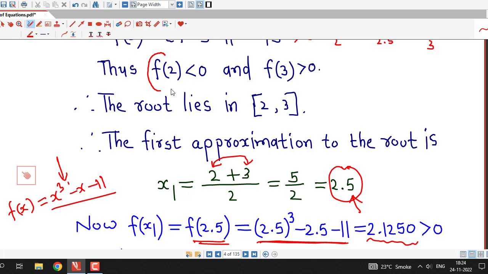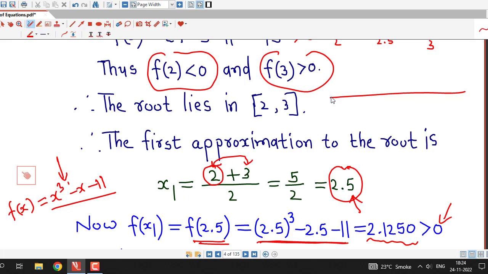So that point is x equal to 2. We have obtained f(2) and f(3), and we find that f(2) is negative and f(3) is positive, and f(2.5) is positive. Therefore I have to consider 2 and 2.5 for the next approximation. So the next approximation is average of 2 and 2.5. So in fact we are going in this way. f(2) is negative, f(3) is positive. This is our first approximation, 2.5, and f(2.5) is positive.